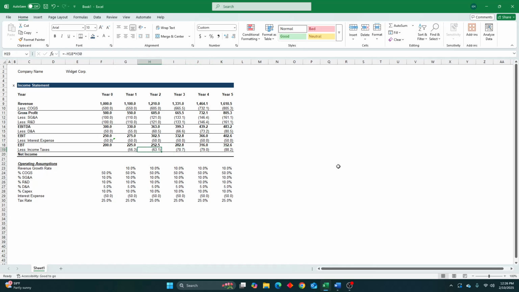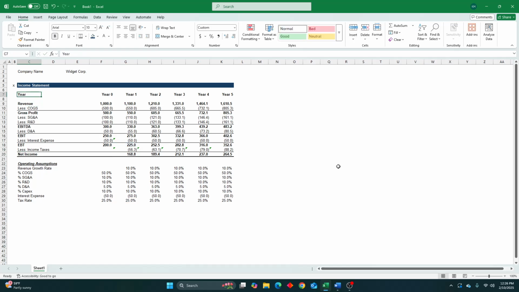I'll just paste that equation forward, and I'm just highlighting. So I'm just selecting where I've already put in the equation. I'm going to shift click over with the arrow. So shift and then right arrow, and then press Control R. Then for my net income, it's just going to be the sum of my income taxes and my EBT.